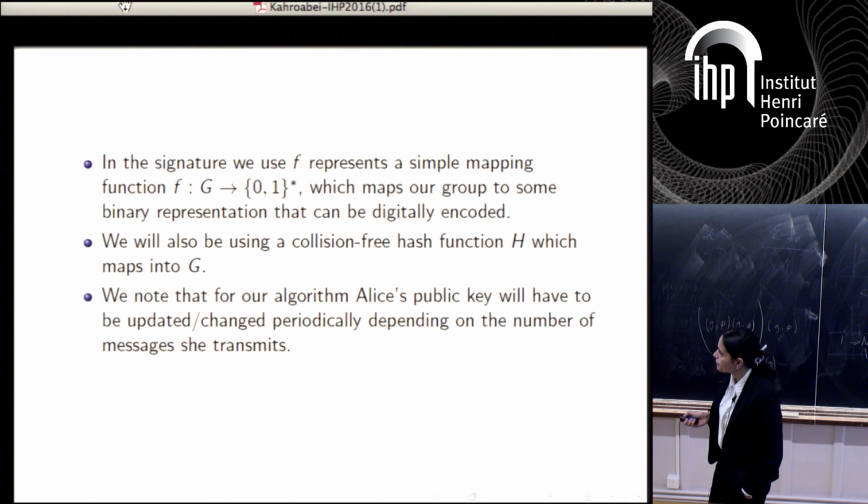In the signature, F represents a simple mapping from G, which maps our group to some binary representation that can be digitally encoded. And we will be using a collision-free hash function H, which maps into G. We note that in our algorithm, Alice's public key will have to be updated or changed periodically, depending on the number of messages she transmits.